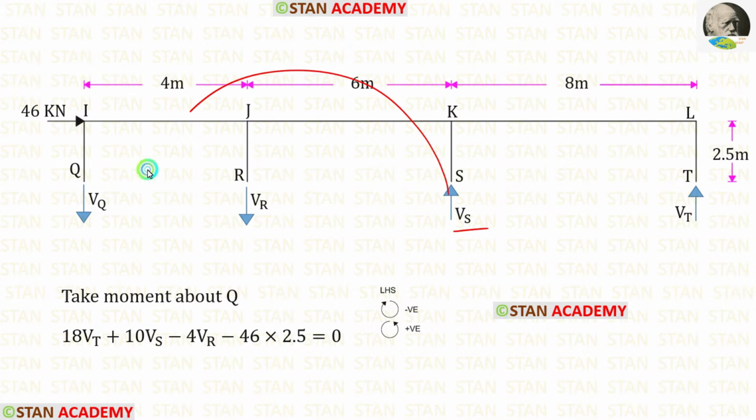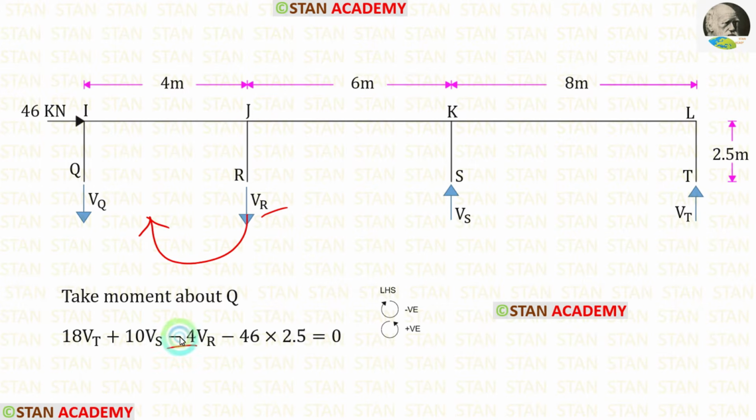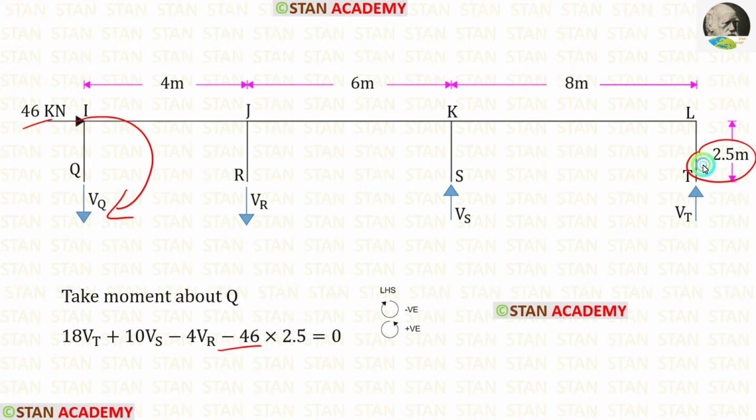Vs is acting in the anti-clockwise direction, so it is also positive, and the distance is 10, so 10 Vs. Vr is acting in the clockwise direction, so that will be negative, and the distance is 4, so 4 Vr. The load 46 is acting in the clockwise direction, so that is also negative, and the distance is 2.5.